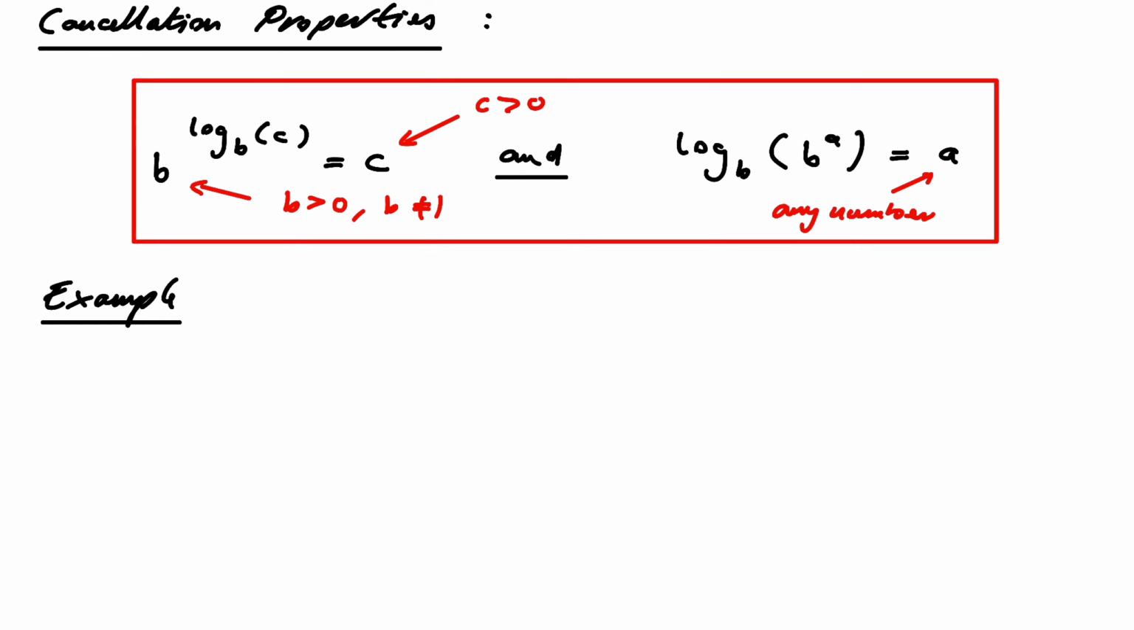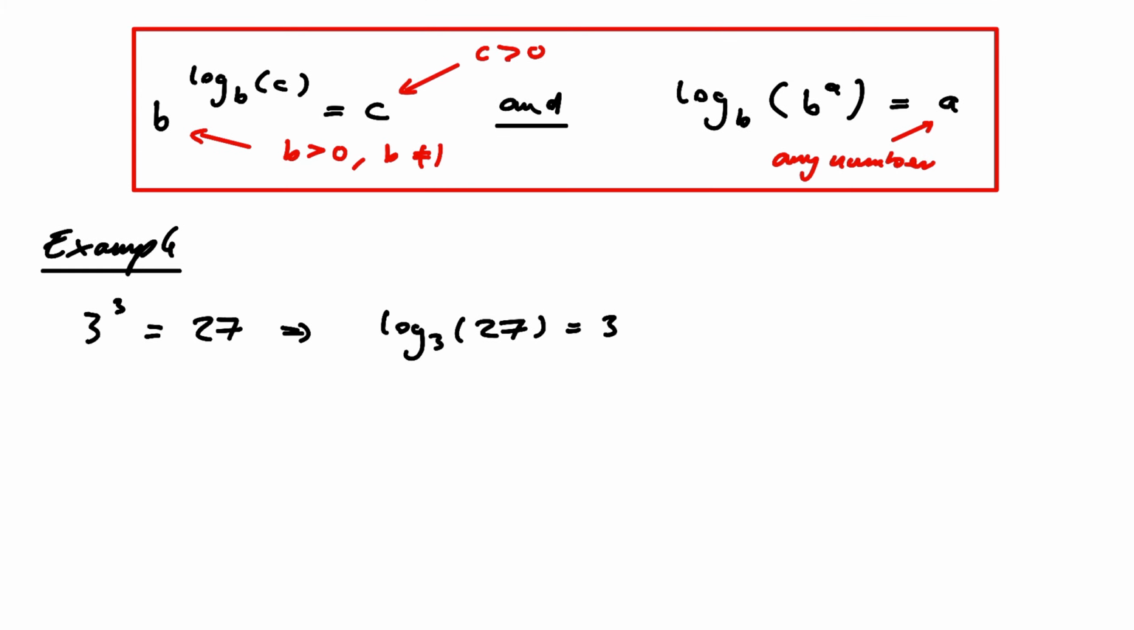But let's just make sure it's true, shall we? So 3 to the power 3 is equal to 27. So this tells you what? It tells you that log sub 3 of 27 is equal to 3. Okay, so let's just check both sides and show they're equal to each other. So this implies that 3 to the power log 3 27 is equal to 3 to the power 3, which is equal to 27, tick. That is the first property, exactly the same.